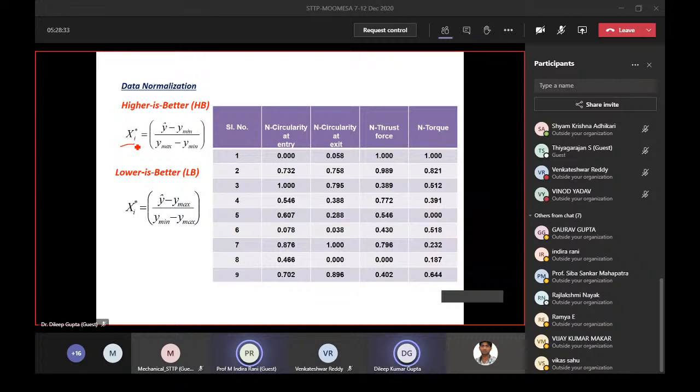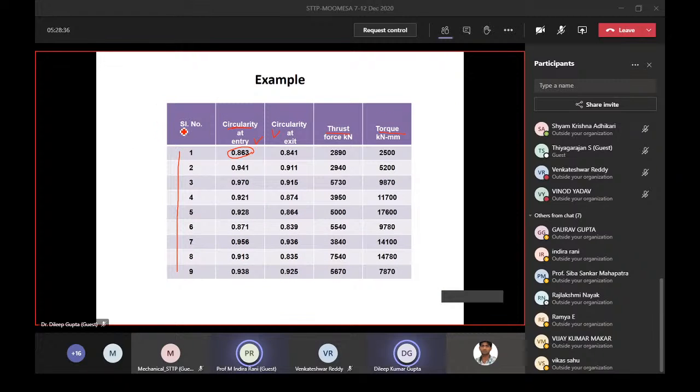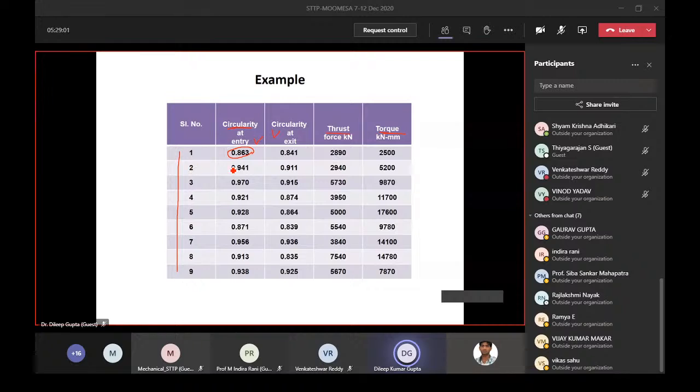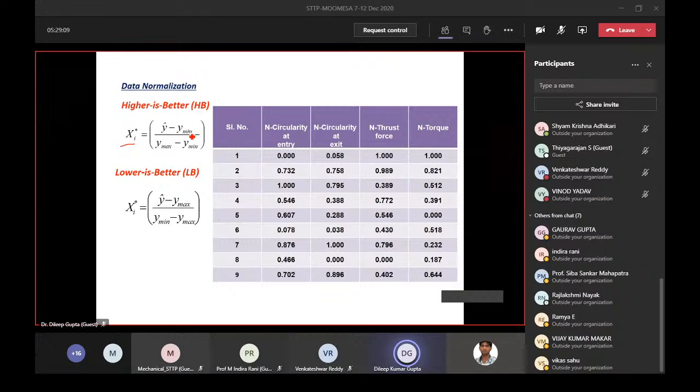Yes, sir. Okay. So this is an example where the circularity at inlet, exit, thrust and torque are the four variables, four criteria, along with the 9 sets of experiments that have been conducted, and we are having the decision matrix data here. Now we'll try to find out the data normalization using the higher is better and lower is better condition. Higher is better and lower is better condition में अगर आप जाते हैं तो ये देखिए, ये क्या है, मिनिमम है, राइट. सो मिनिमम से मिनिमम का आप माइनस करोगे, y माइनस y मिनिमम, सो ये 0 आएगा आपका लोअर इज बेटर क्राइटेरिया, राइट.